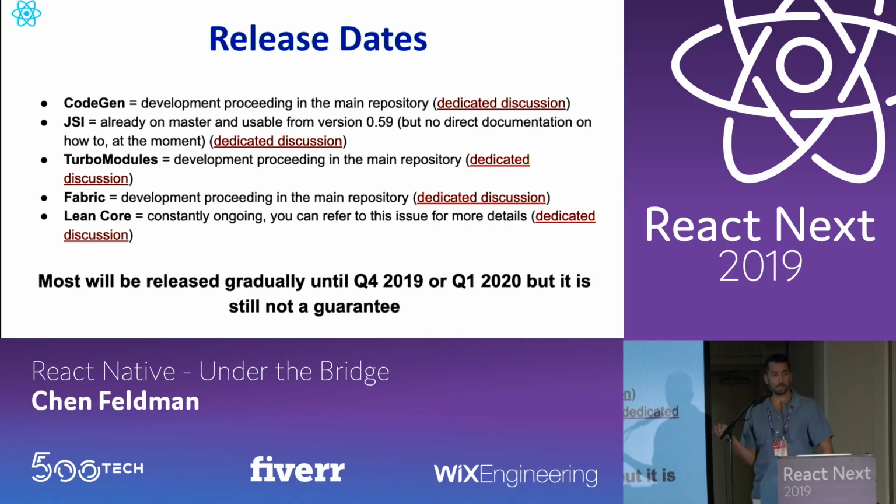So maybe you are interested in the release date of all these new changes. The JSI, like I said, is already on the master of React Native since the version I mentioned. You can already find it, and most of the documentation is there, but not all of it. Lean core is a process that already started. They already started taking out some of the libraries, and you can see in a very transparent way what are the future libraries that they want to take out from the lean core, from the main core.